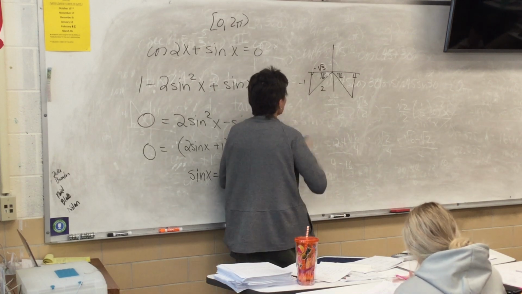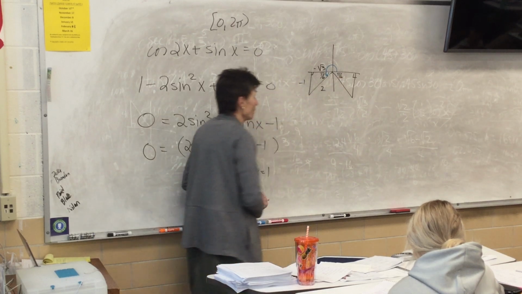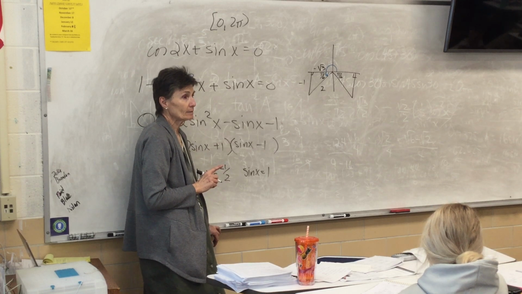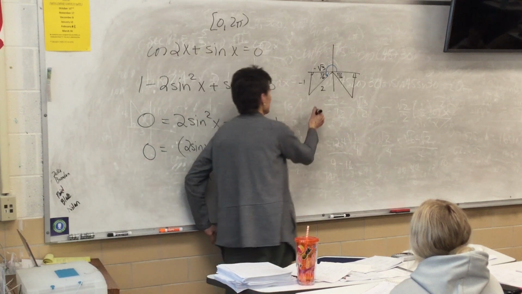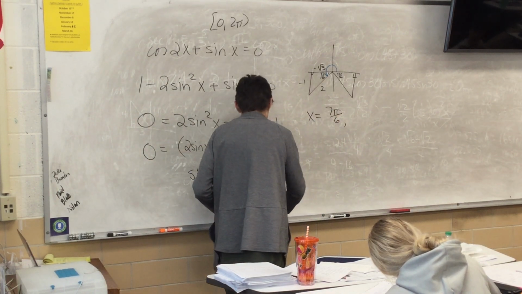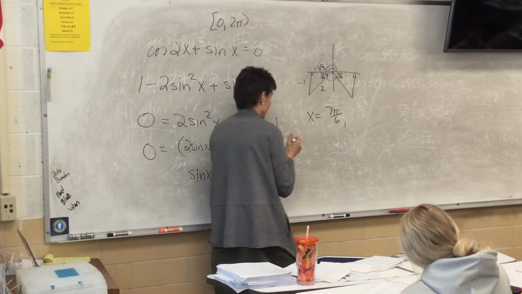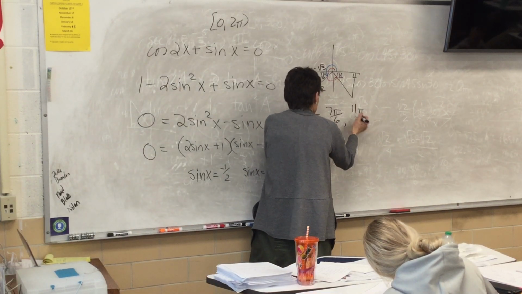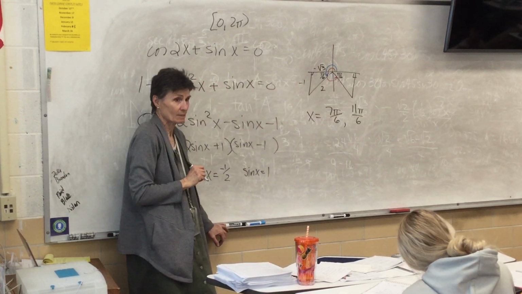So now, how big is the blue angle? Pi plus pi over 6? 7/6 pi. And then how big is the red angle? Excuse me, 11 pi over 6, because it's 2 pi minus a sixth.